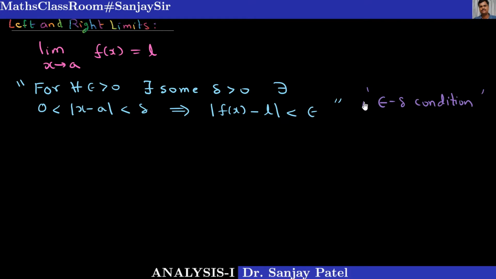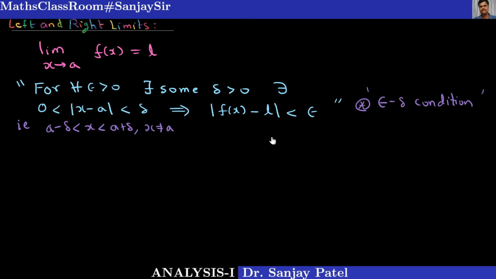Okay, so this epsilon delta condition we can also write in various forms. I want to write down this 0 less than mod of x minus a less than delta in terms of inequality. So let us remove this modulus. We can write a minus delta less than x less than a plus delta, and this 0 less than mod of x minus a means x is not equal to a. So we can include it this way. Whenever this is true, it implies mod of f(x) minus L is less than epsilon.